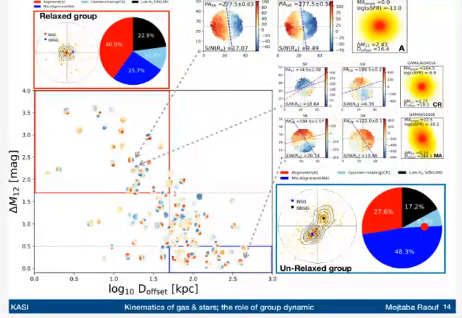So let's start with what is the impact of dynamical state on both star and gas kinematics of galaxies. You can see the map of magnitude gap between the two brightest galaxies and the offset parameter that I introduced previously, with the two regions of the blue and the red. You can see the pie chart and the red regions in each pie chart. We have more red regions in the pie chart of relaxed systems compared to the unrelaxed systems. What is the red?